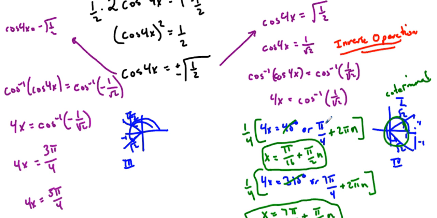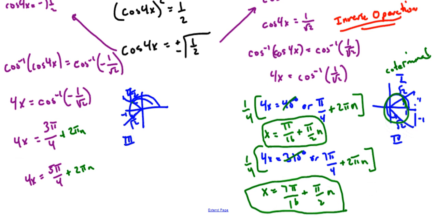Now recall, once again, just like over here, we have to add in all the coterminal values. So we're going to add in 2 pi n, and we're going to add in 2 pi n, just like the previous ones. But just like the other ones, we have to divide all of this, even the coterminal angles, by 1 over 4. So don't forget your coterminal angles. Don't forget the inverse operations, and don't forget coterminal angles. So we're going to do both of these by 1/4.